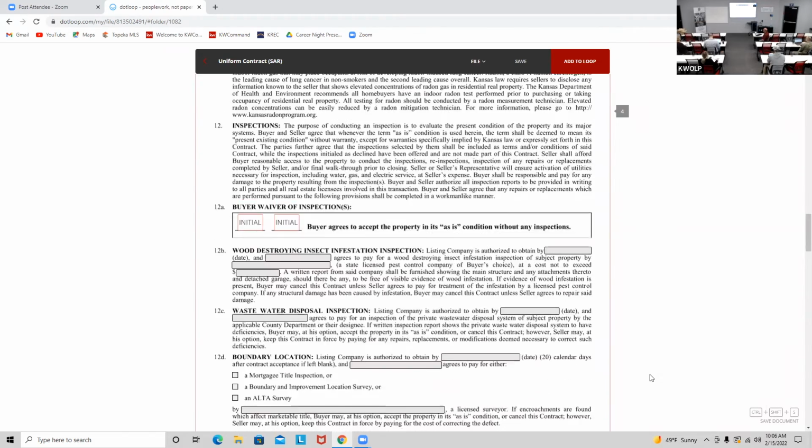the inspections part. We're going to hit this one kind of hard because this is the one that we get the most conversation. And basically, inspections are for the purpose of conducting an inspection to evaluate the present condition of the property and its major systems.